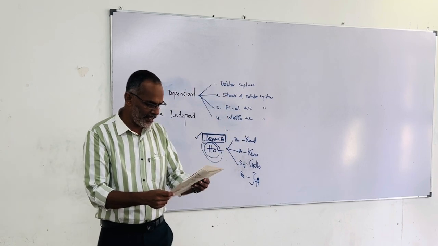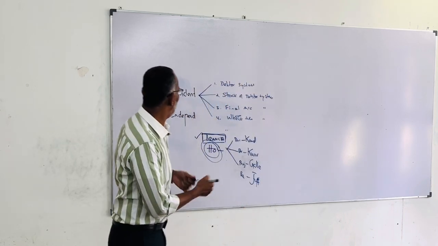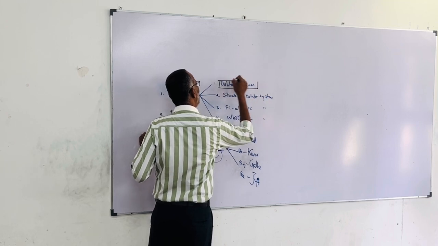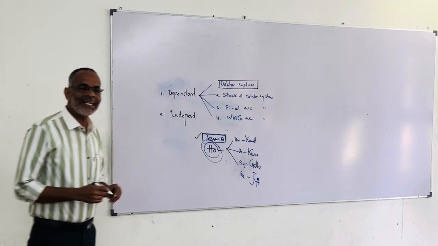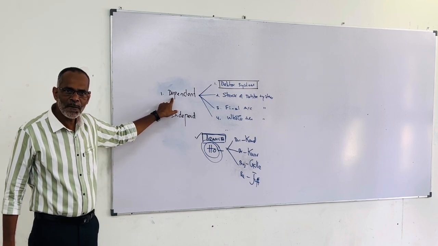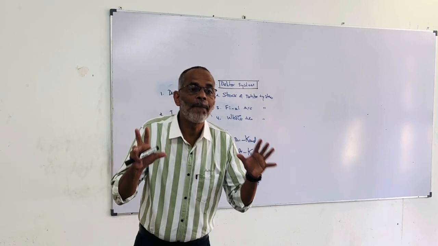Okay, right. Look at the next one. Now we will discuss the first system. One by one we will discuss. Now we are going to move to the debtors system of what branch? Debtors system of dependent branch.